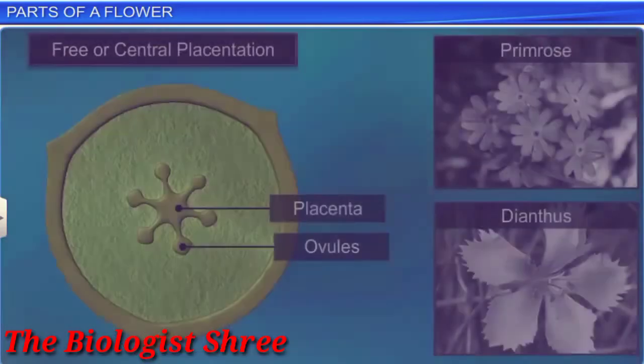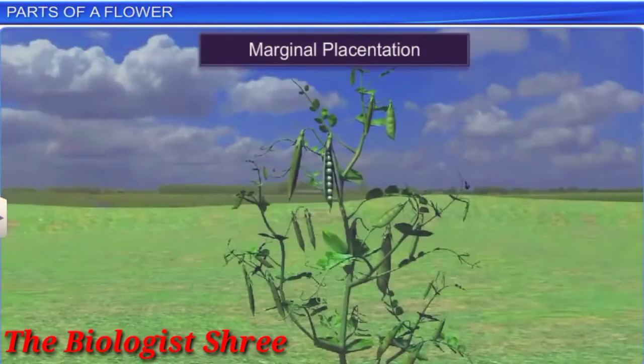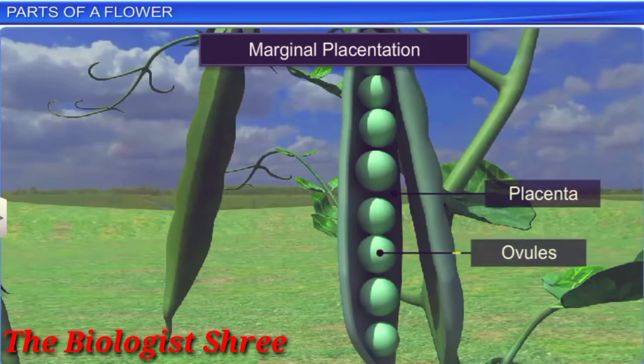In free or central placentation, septa are absent and the ovules develop on the central axis as seen in primrose and dianthus. Finally, in marginal placentation, along the ventral suture of the ovary, the placenta forms a ridge. The ovules are borne on this ridge in 2 rows as seen in the pea plant.